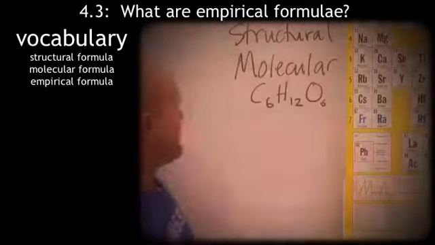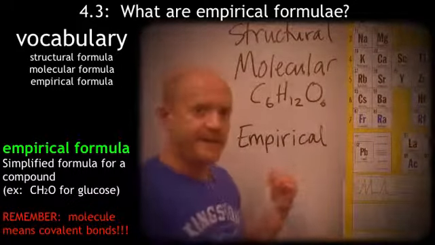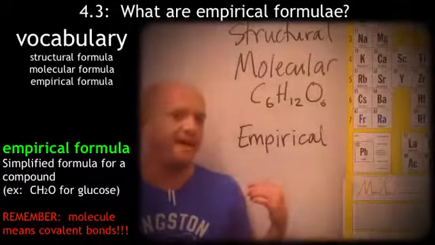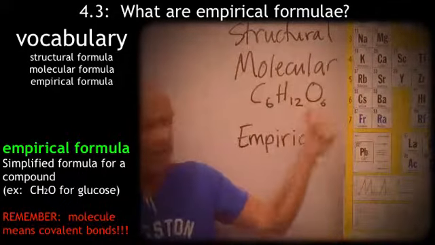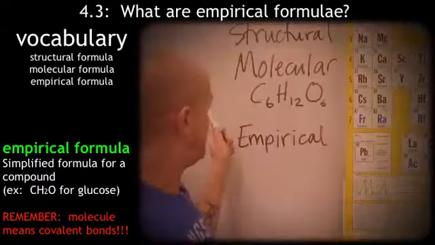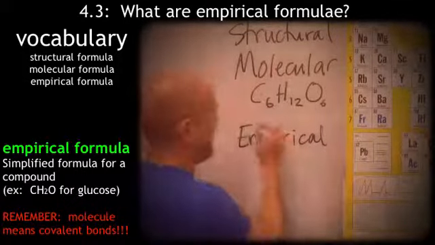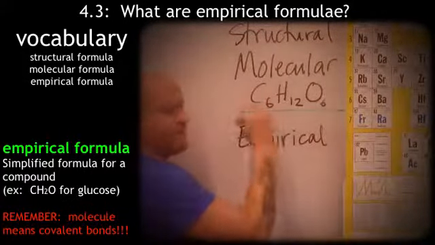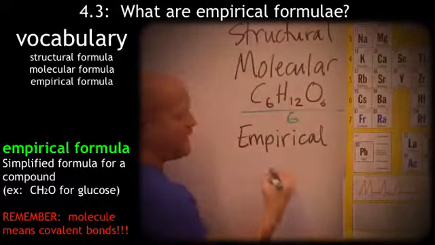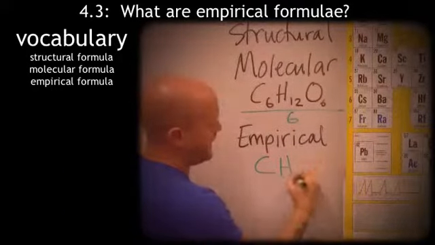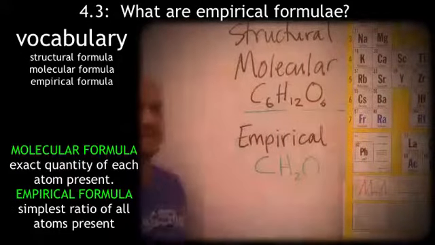C6H12O6. Now when we do the empirical formula, all this means is it is the most simplified version of the molecular formula. So if we look at this molecular formula, C6H12O6, what can we divide it by to get the lowest numbers? Take 6, take 12, take 6, they all have 6 in common. When we divide this, we're going to have CH2O. And that is the empirical formula for glucose.